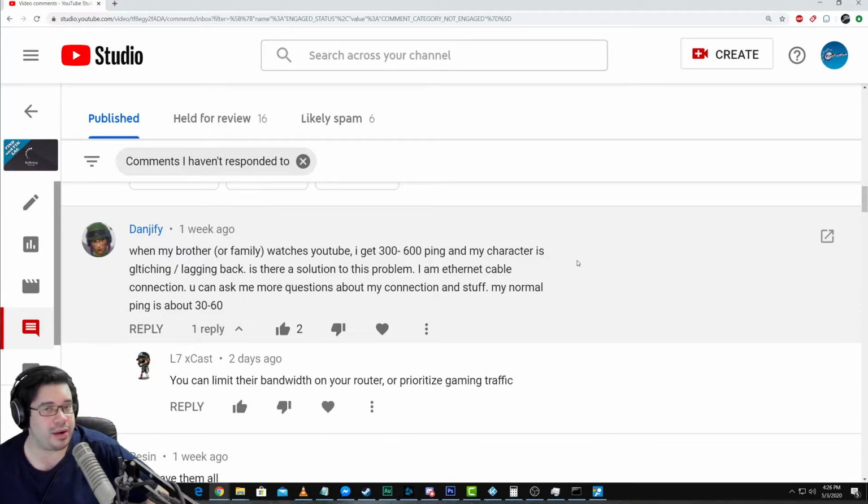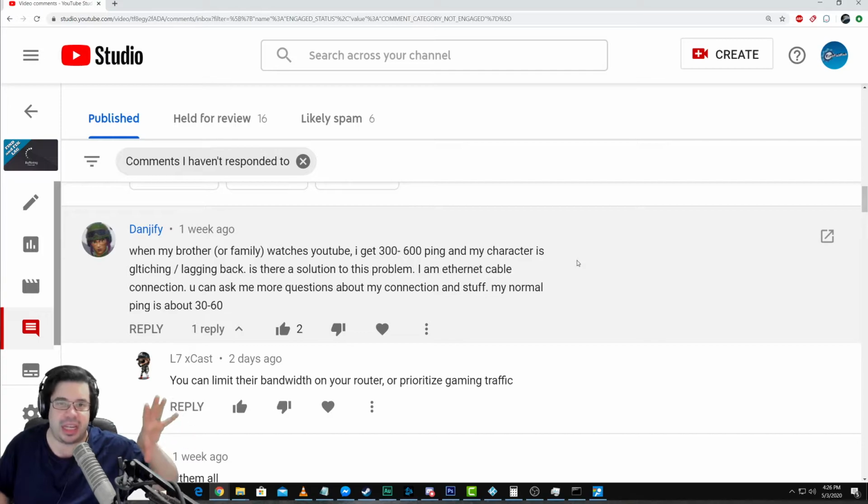You can go into your router, most routers, and you might have something called QoS, quality of service, where you can favor the type of stuff you do above the type of stuff they do, which means your game takes priority for the connection. Their videos take secondary priority. That's about the best you can do without actually upgrading your bandwidth or your connection in general.